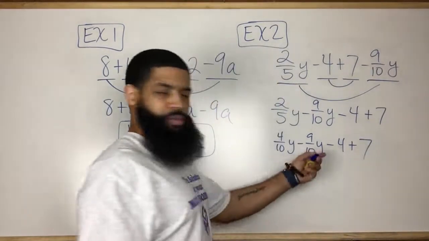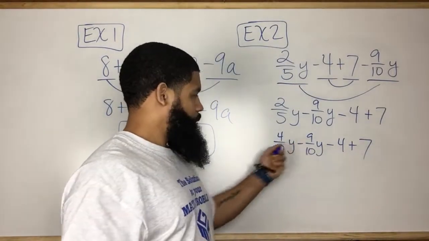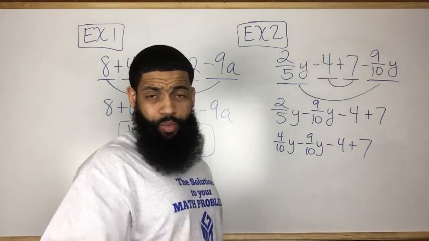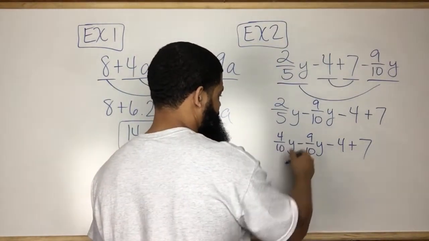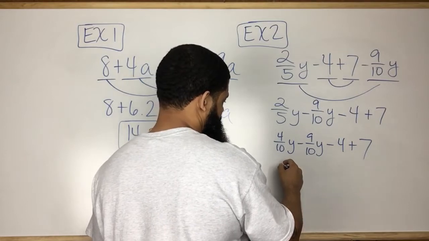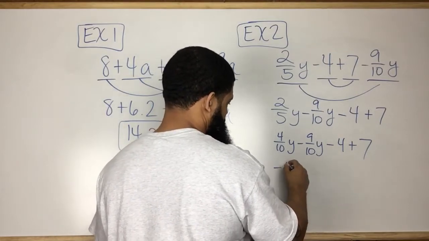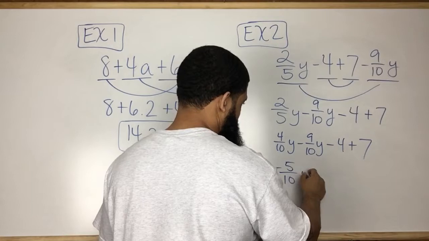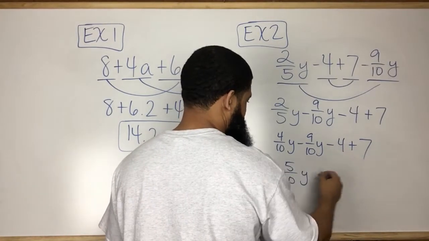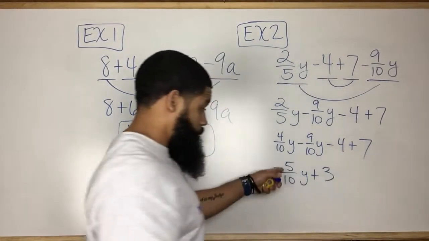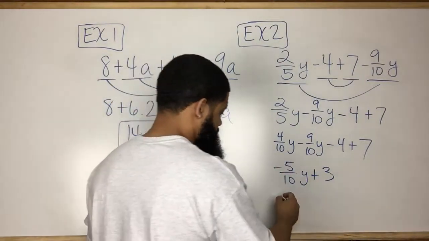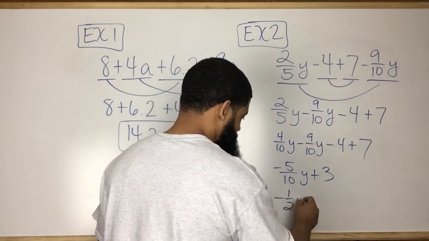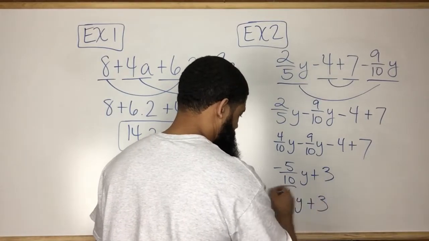And then minus 4 plus 7. I want to go ahead and show the common denominator, because some people might forget that. I don't want to assume that you know that. Alright, so 4/10 minus 9/10 is negative 5/10 y, and then negative 4 plus 7 is plus 3. Let's go ahead and simplify or break down this negative 5/10, which is negative 1/2 y plus 3.